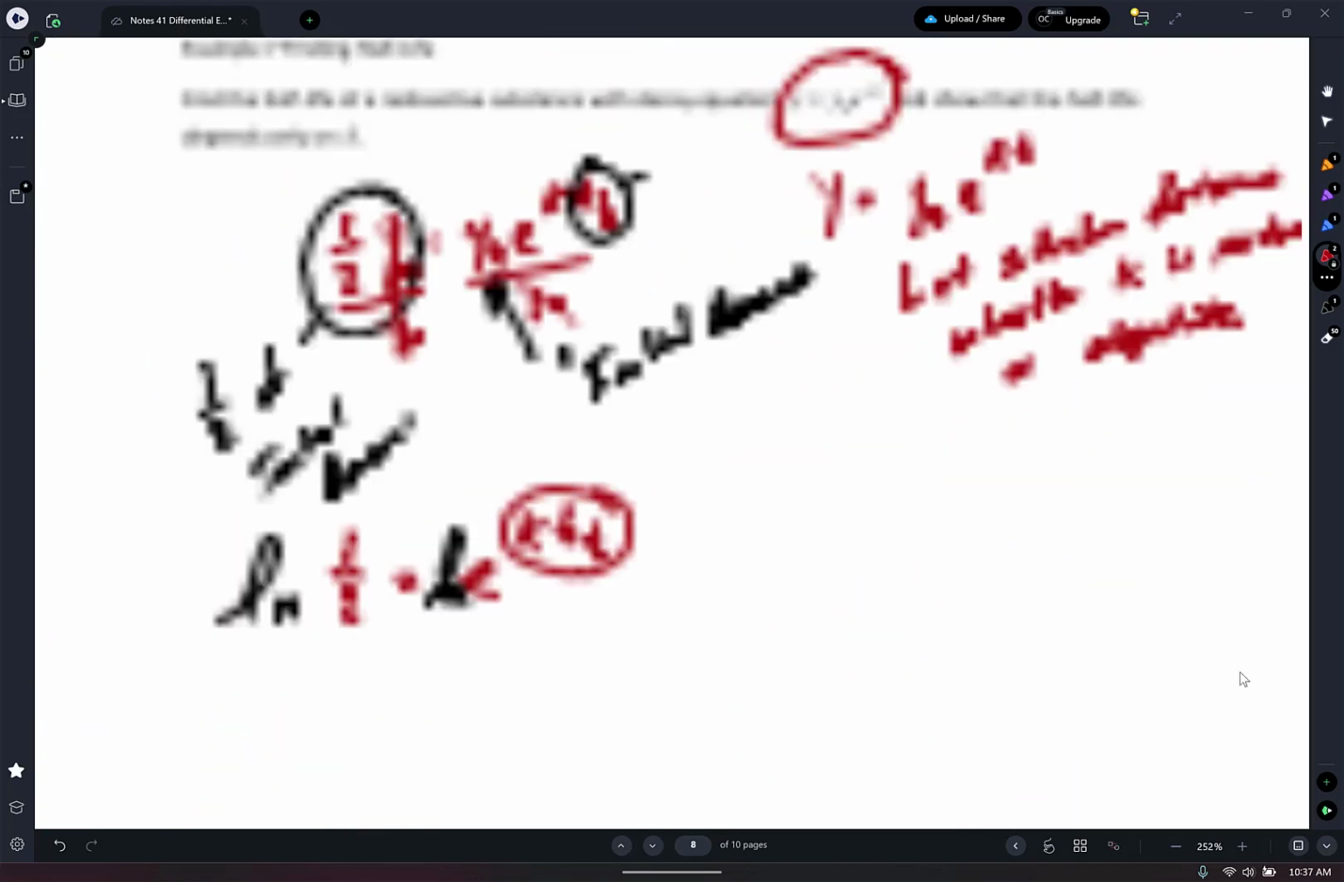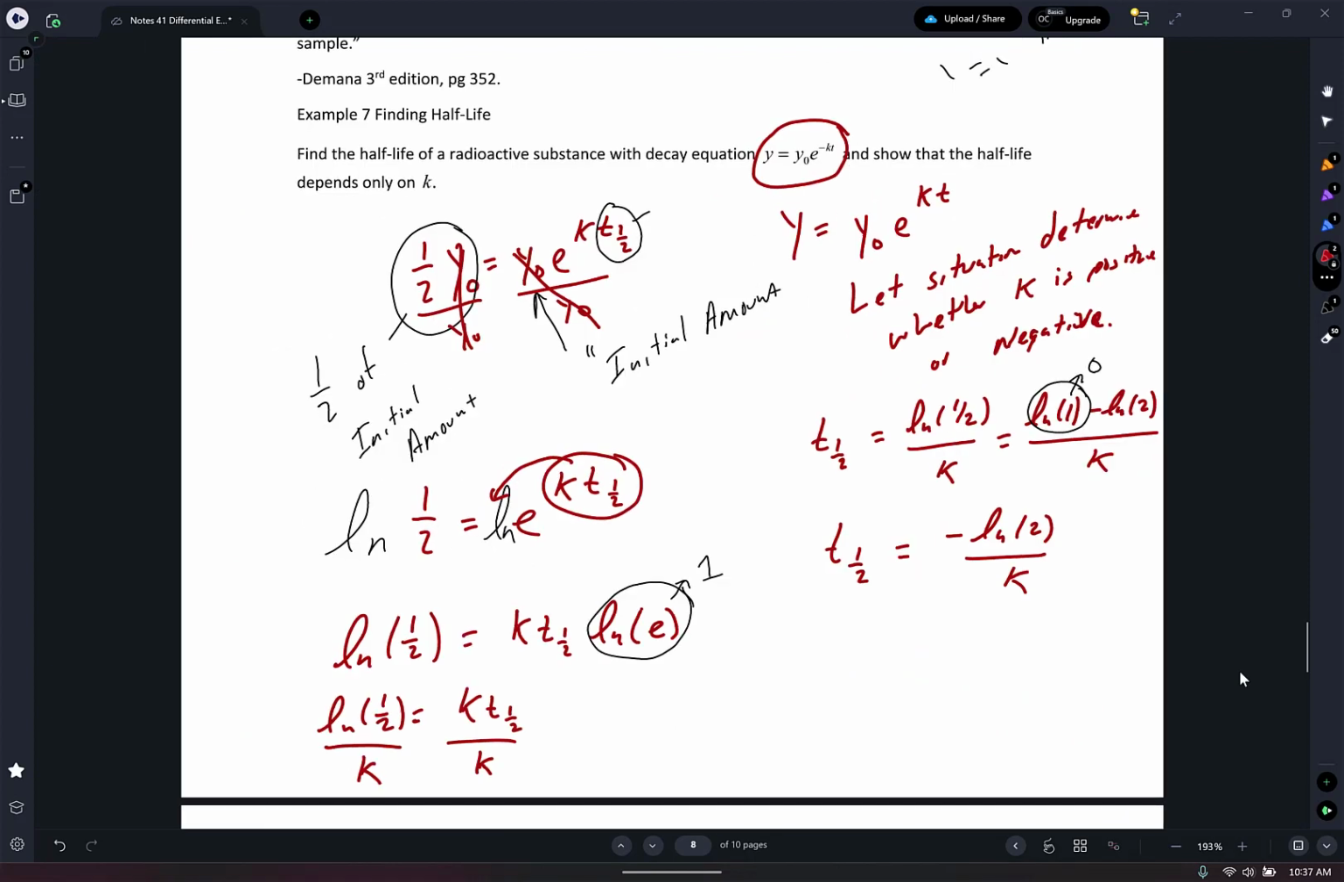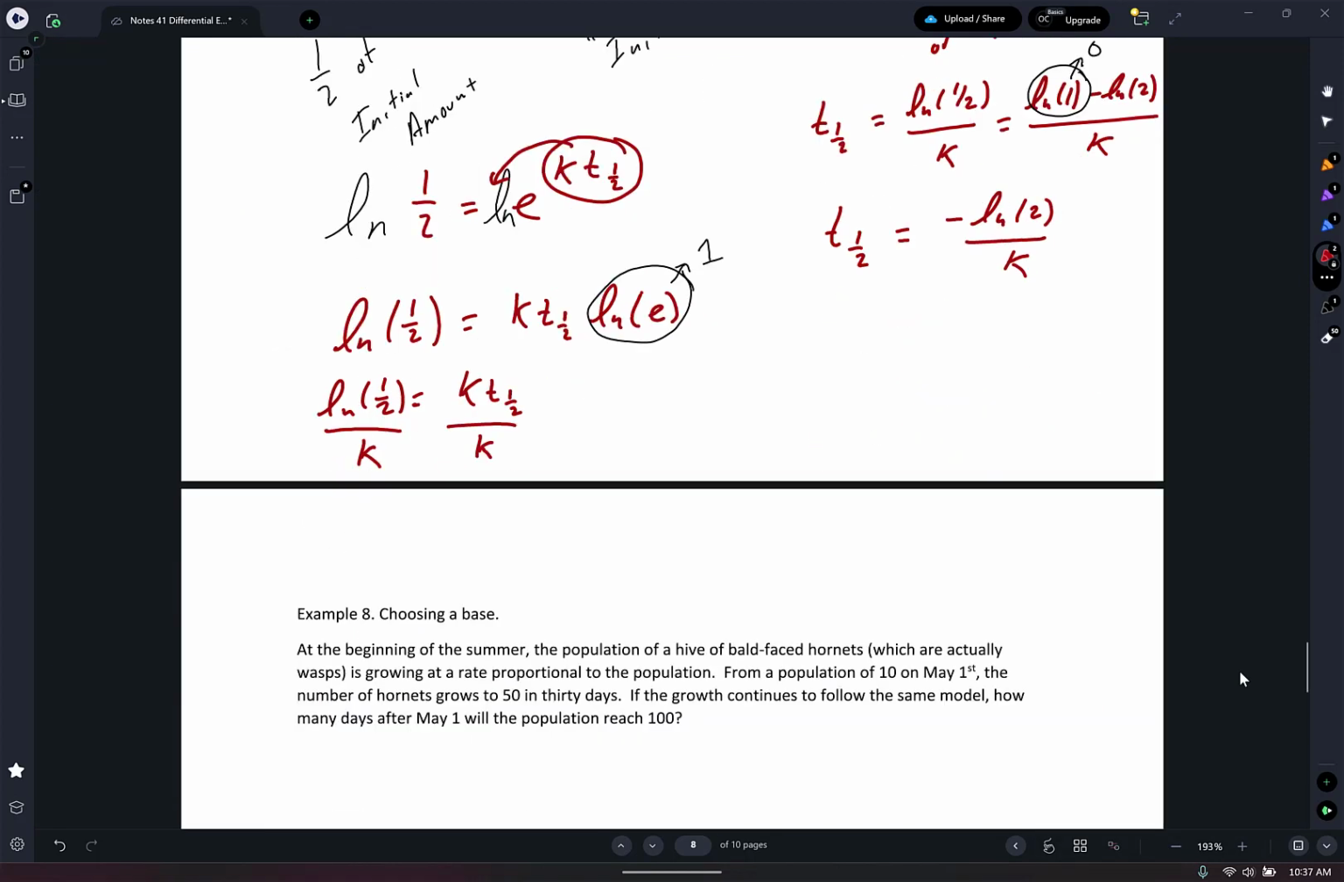Having said that, we're going to skip one example so we can use this immediately, because right now it's fresh in your head. So go to the last page.